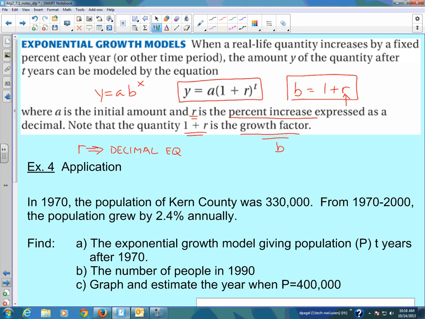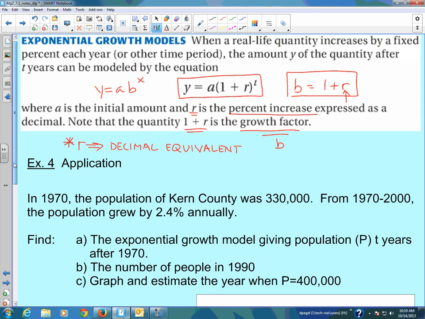So we actually don't physically use, if it was a 5% r value, I won't use 5. I will make it into 0.05. So that's an important piece to remember here when we're working with this equation. We want to use an r value as a decimal equivalent. So here we have an application for this.